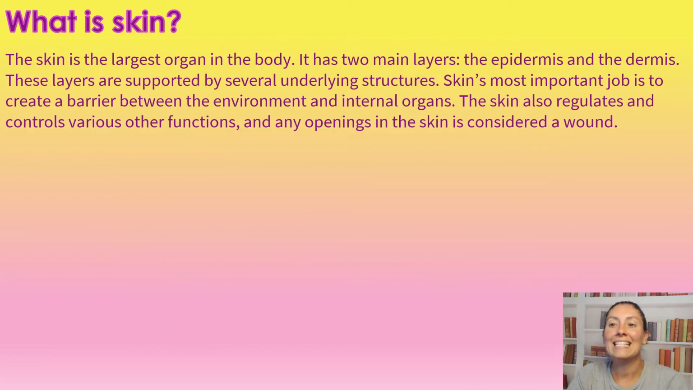So what is the skin? The skin is the largest organ in the body, and it has two main layers. It has the epidermis and the dermis. These layers are supported by several underlying structures. And the skin's most important job is to create a barrier between the environment and the internal organs. The skin also regulates and controls various other functions, and any opening in the skin is considered a wound.